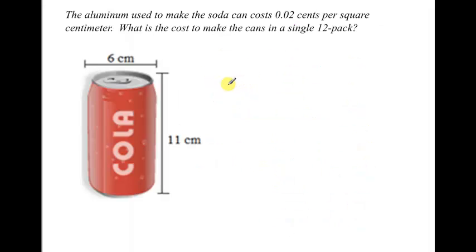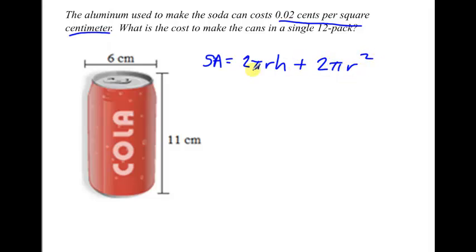So let's hit it with one last example. We're going to figure out the total cost that it takes to make 12 of these cans. If it costs us, look here, 0.02 cents per square centimeter. What's the aluminum needed? So we need to get the total surface area of the cylinder, or the can in this case. Let's jot down our formula. 2 pi r h plus 2 pi r squared from the bases.